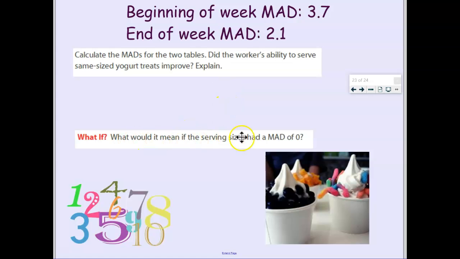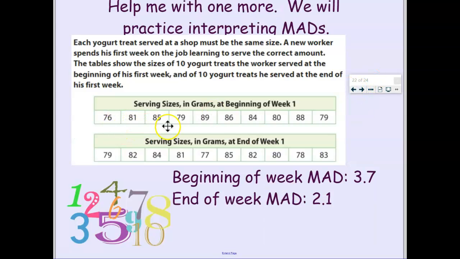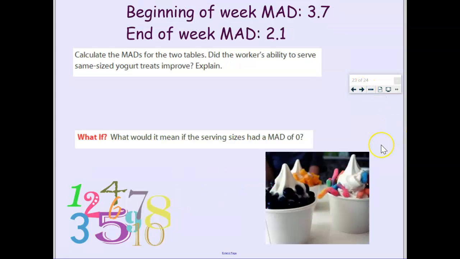All right, what would it mean if the serving sizes had a MAD of 0? Like if you had a chart here and you worked it out and you got 0 as your answer. That would mean that you hired a machine to serve your yogurt because they would get the same exact number every time, like 79, 79, 79. And the average would be 79, and you subtract them and you'd get 0, and you'd get a MAD of 0. So if you ever end up with a MAD of 0, that means all the numbers are exactly the same.